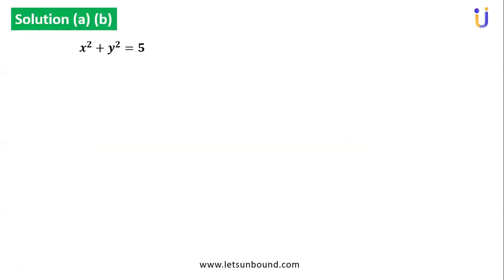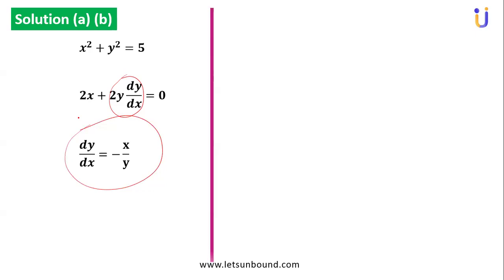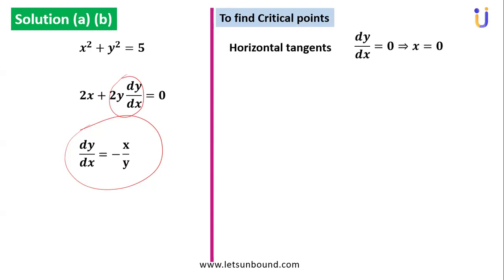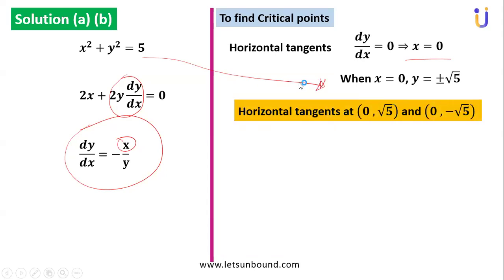It's the same, whatever we did, the concept is the same, but only in implicit form. First one, write the function and do implicit differentiation: 2x plus 2y dy by dx. Chain rule, right? And dy by dx is minus x by y. That's simple. Next, to find critical points, you have to equate dy by dx equals 0. So you have to make sure to work for horizontal and also vertical tangents. Horizontal tangent means the numerator is 0, so x is 0. When x is 0, y is plus or minus root 5. You have to plug in over here. So the critical points are (0, root 5) and (0, minus root 5).